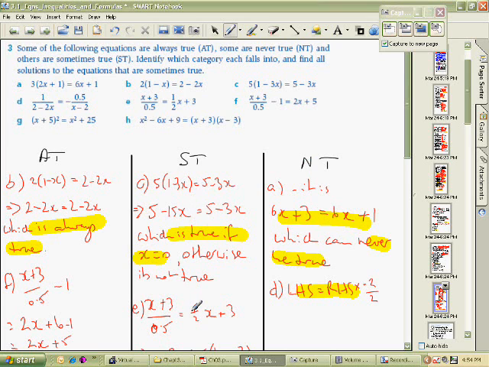This one here, whether it's sometimes true, so notice when we expanded this out and this out, we end up with 5 minus 15x equals 5 minus 3x. Now clearly whatever value of x that you put in here, you multiply it by 15 here, you multiply it by 3 here. So this is going to produce different numbers, except when x equals 0. Because if x equals 0, that equals 0, and that equals 0, and you've got 5 equals 5. So that's a sometimes true. In fact, it's only true if x is equal to 0. So look for things like that.